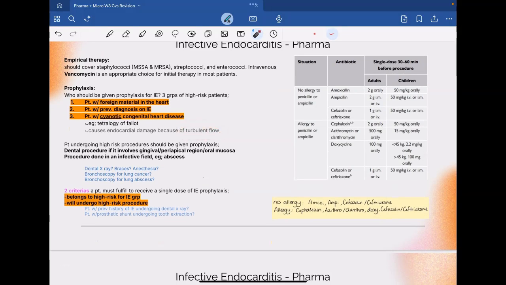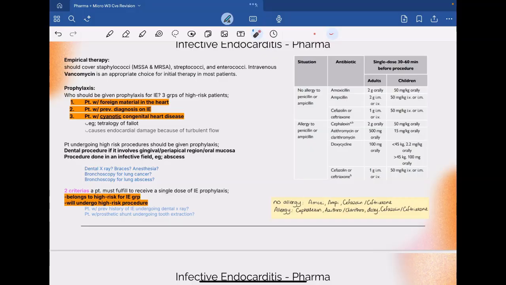Let's say a patient comes with a prosthetic mitral valve, and they're going to get a procedure done. Do you give them prophylaxis? Yes, you should, because they have foreign material in the heart. Have they previously been diagnosed with infective endocarditis and they're getting a procedure done? You should give them prophylaxis. Or people with cyanotic congenital heart diseases.